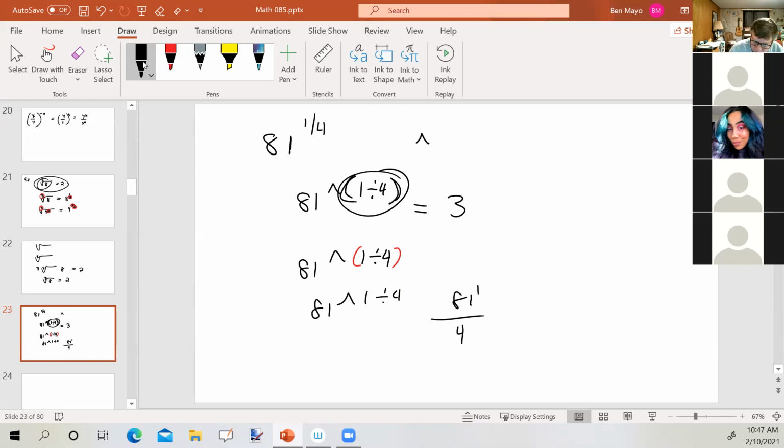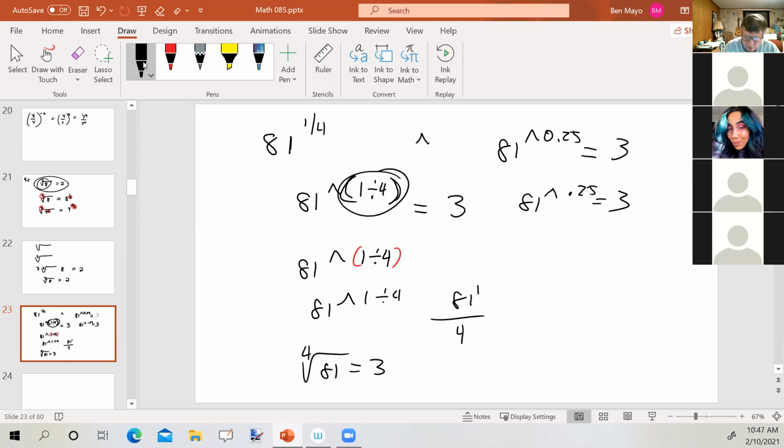Here's another way you could do it without the grouping symbol. 1/4 as a decimal would be 0.25. You could go 81 to the 0.25 power. Now you're not taking 81 times 1/4. You're raising it to the 1/4 power, which is equivalent to taking the 4th root. So in all these cases, you should get 3 as an answer.